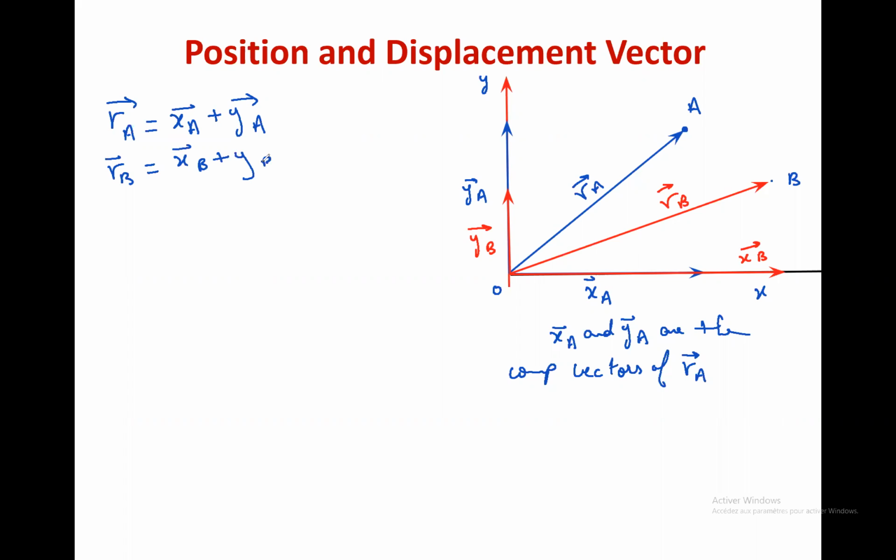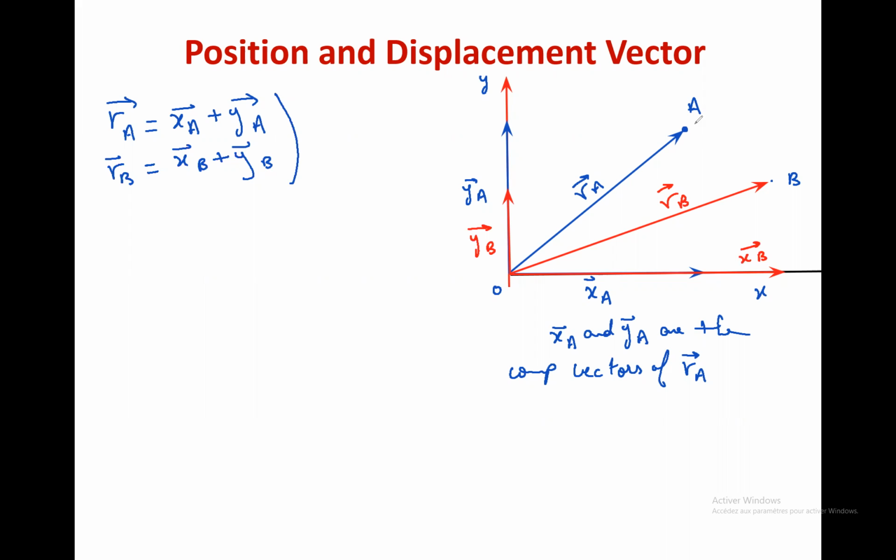plus YB. So here we have to remember the position vector geometrically is represented by a vector from the origin to the point. So RA and RB must be represented by the component vectors.